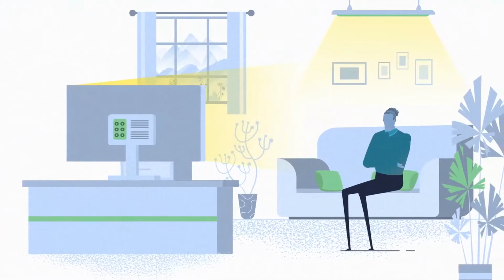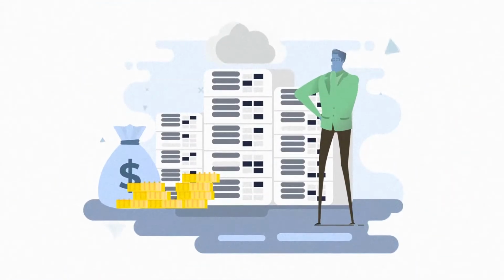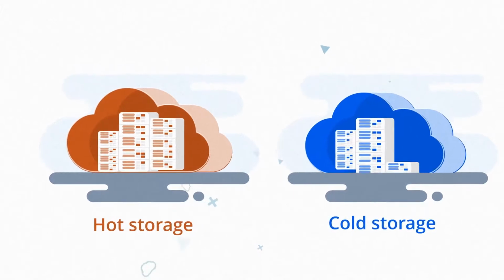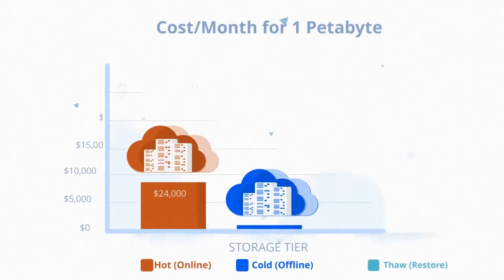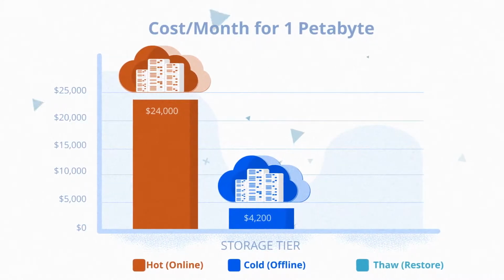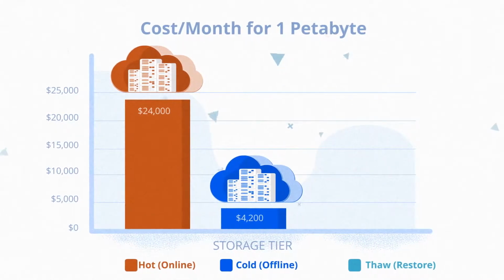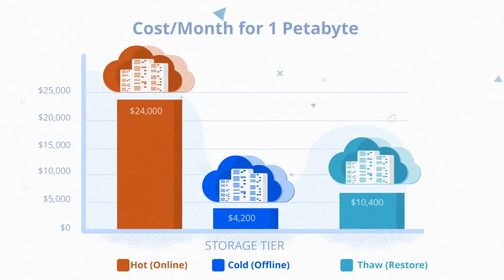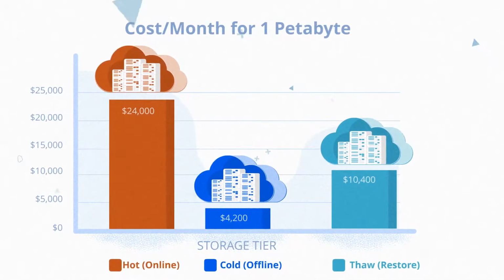Think of all the video content on Netflix. When comparing costs for cloud object store, you have a choice between hot or cold. For example, storing 1 petabyte of data in hot storage is more expensive compared to cold storage. The challenge with cold storage is that you must thaw the data before you can use it.